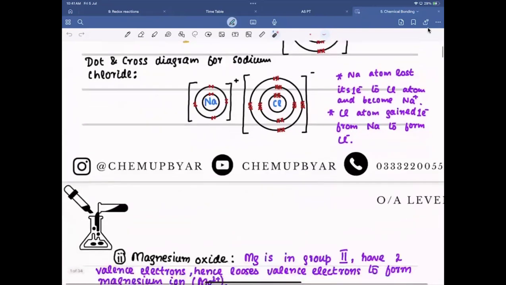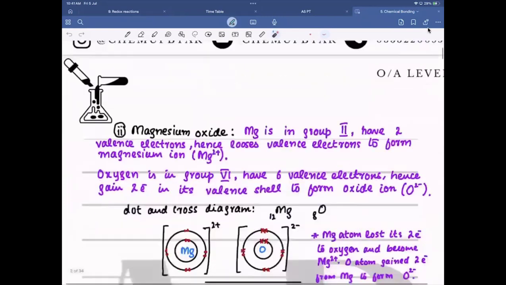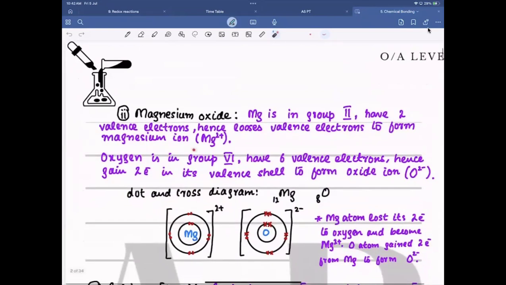Next we have magnesium oxide. After the class, I will share this PDF with you as well. Magnesium is in group 2, so it has 2 valence electrons. It loses 2 electrons to form a magnesium ion, which has a 2+ charge.